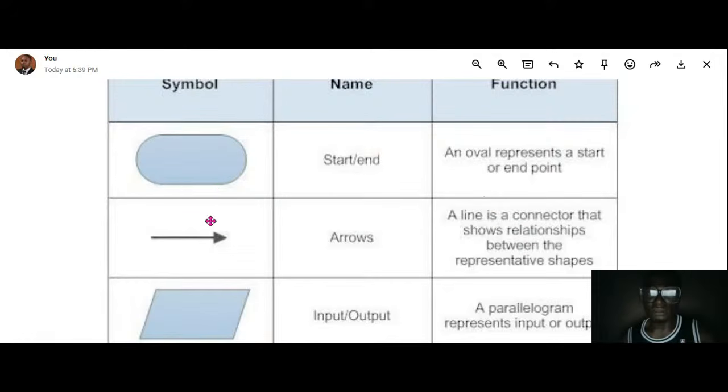Now you can see the symbols. The one that means start or end is the terminal. This is the one we call terminal, the symbol is an oval shape, and the name is terminal. What it does is start or end, and the function is an oval which represents the start or the end point of the process.